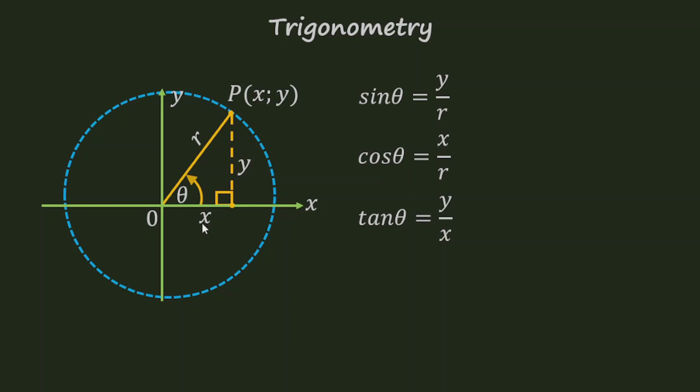We can also use the theorem of Pythagoras. If you look, we have the right-angled triangle. We can use the theorem of Pythagoras to find r. Now, the theorem of Pythagoras says the square of the hypotenuse equals the sum of the squares of the other two sides. So r squared will be equal to x squared plus y squared.